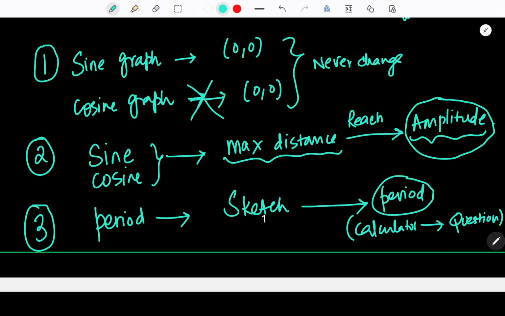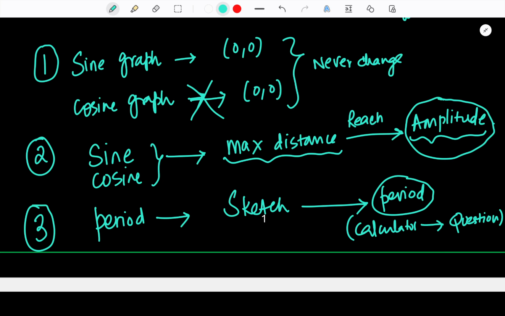So never change. These are the three important points you need to remember before drawing the sine curve and the cosine curve. Let me repeat again. Listen, students, slowly I will tell. The sine curve passes through 0, 0.